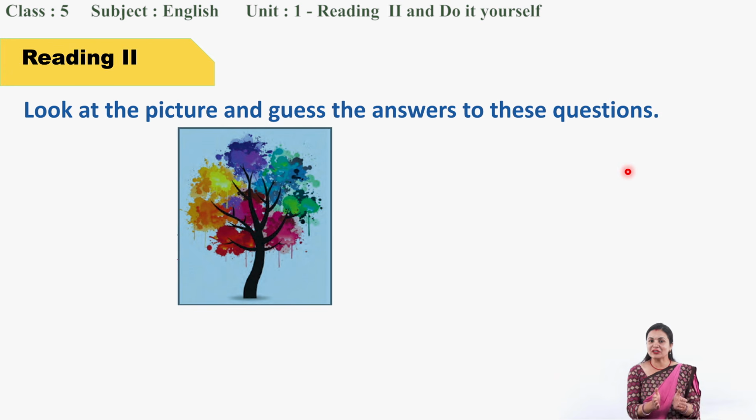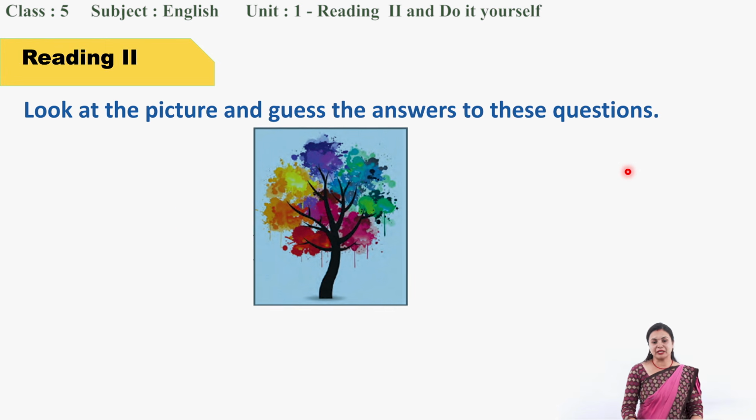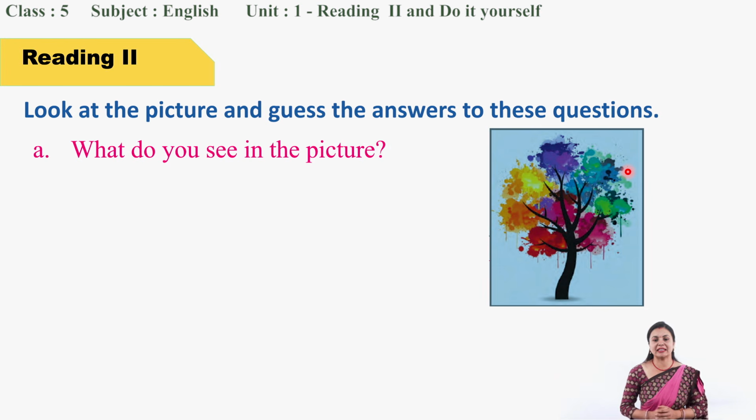So, now, all of you look at this picture, then answer me some of the questions. Are you ready to do that? Okay, so then tell me, what do you see in this picture? Yes, can you tell me? What do you see in the picture? Yes, it's a picture of a tree. So, what kind of tree is it? Yes, very good. It's a colorful tree. You can say lots of colors are here. So, we can say it's a colorful tree.